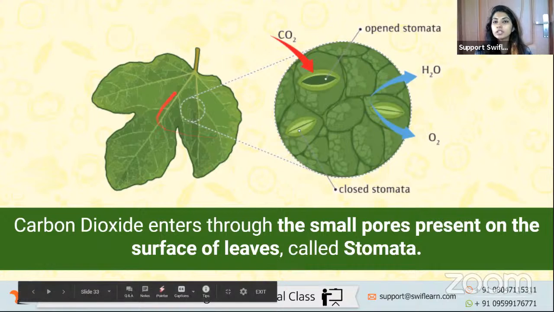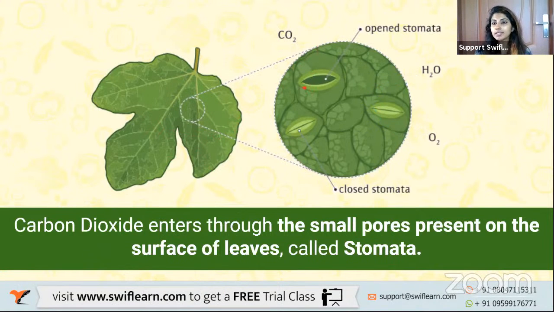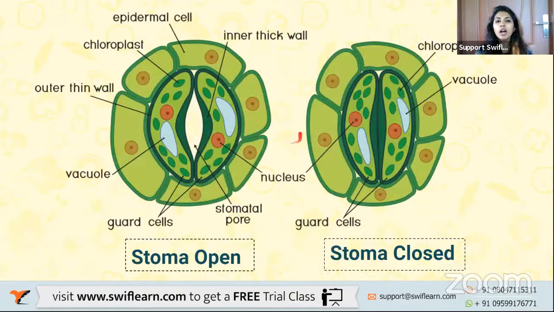So after this process, carbon dioxide gets inside, there will be a chemical process happening, and the water and oxygen will be given out. Now, carbon dioxide enters through the small pores present on the surface of the leaves, just like I have told before, that is stomata. Now, how does this stomata open and close? What helps in the opening and closing of stomata?